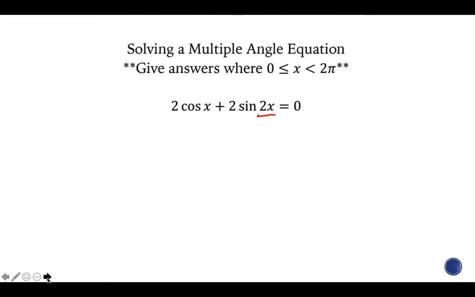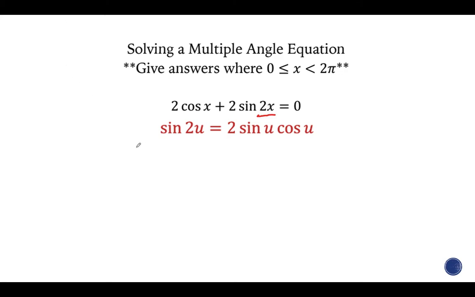All right, so notice that we have a double angle of sine present here. So I'm going to pop up the formula that you wrote down for that double angle of sine. All right, so this says that sine of 2 times an angle is equal to 2 sine of that angle times the cosine of that angle. So I'm going to go ahead and substitute this into the equation.